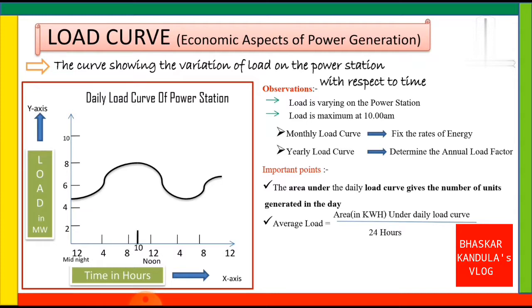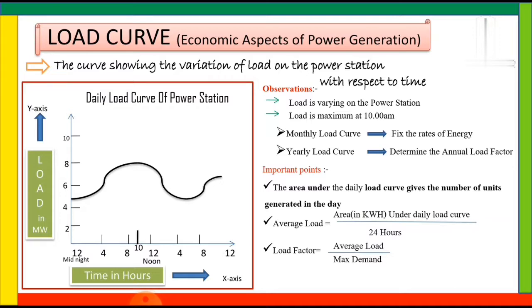The fourth point, the area under the daily load curve divided by the total number of hours gives the average load on the station in the day. By this, the average load is equal to the area in kilowatt hours under the daily load curve divided by 24 hours. The fifth important point, the ratio of average load to the maximum demand is the load factor. We can represent this load factor as an expression: load factor is equal to average load divided by maximum demand.